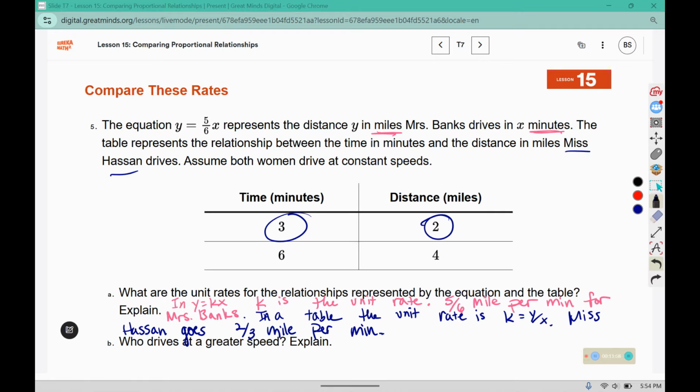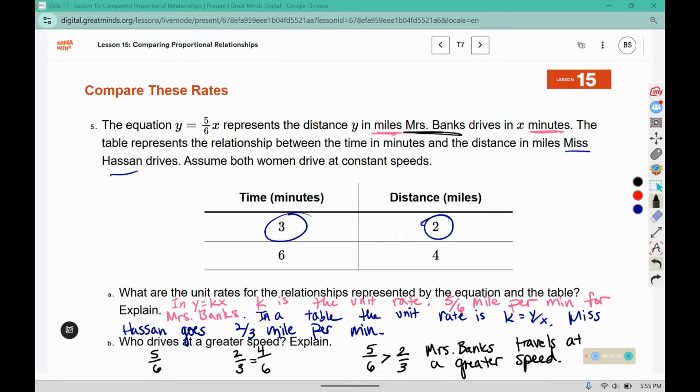Part B says who drives at a greater rate of speed? So we have 5/6 for Mrs. Banks and 2/3 for Miss Hawson. Well, since this one's out of 6, we might want to make this one out of 6. 3 times 2 is 6, and 2 times 2 is 4. So 5/6 is greater than 2/3, because 5/6 is bigger than 4/6. And 5/6 was the rate for Mrs. Banks. She goes farther in a minute than Miss Hawson.